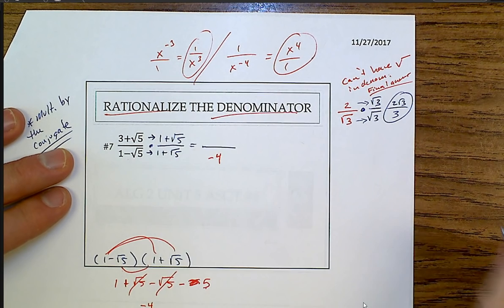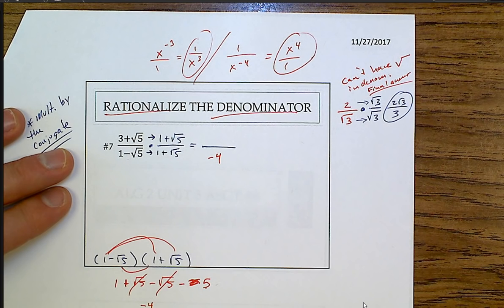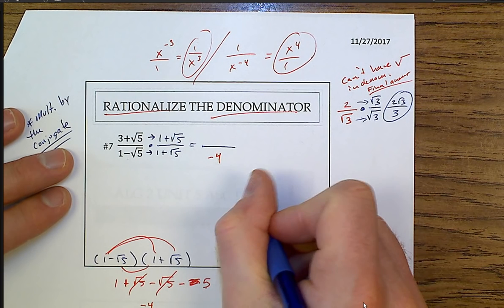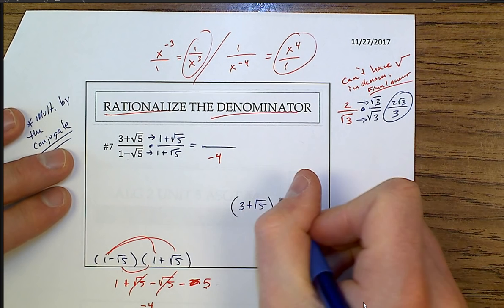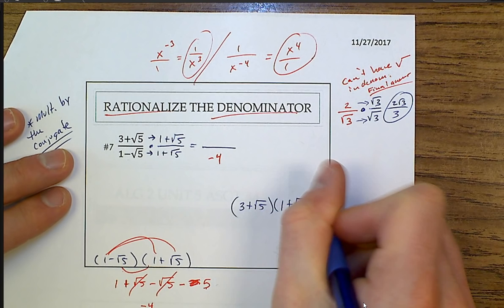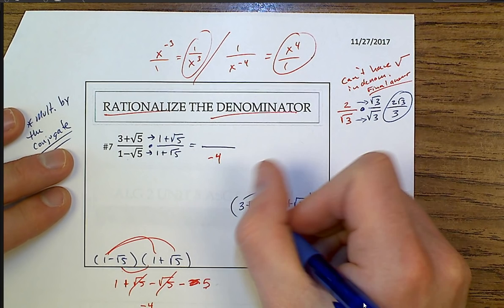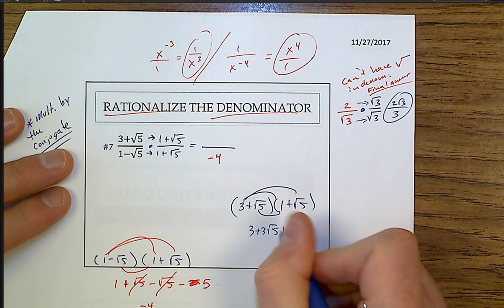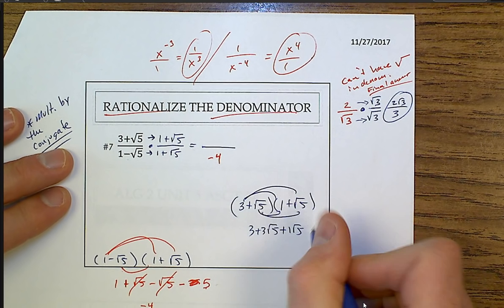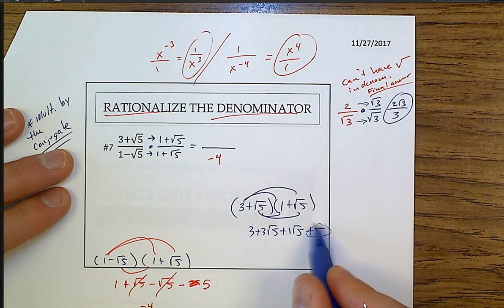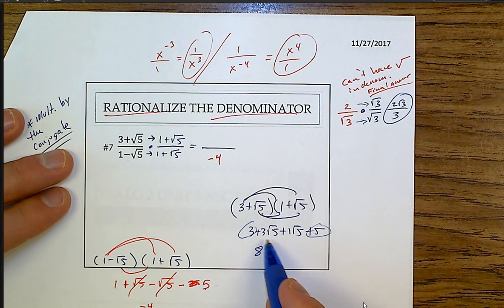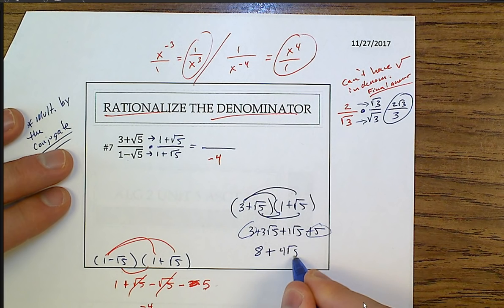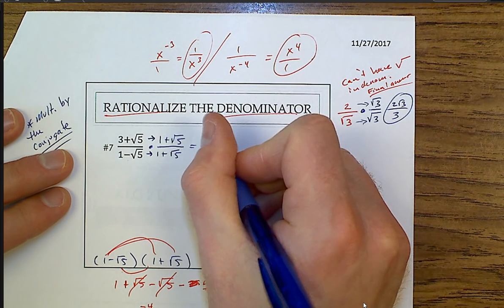Now we still have to multiply the top out. That's going to give you something a little bit different. So you have 3 times 1 is 3. That's going to be plus 3 radical 5, plus 1 radical 5, plus 5. Put your like terms together. 5 and 3 make 8. 3 radical 5, 1 radical 5, add those, 4 radical 5. So we end up getting 8 plus 4 radical 5.